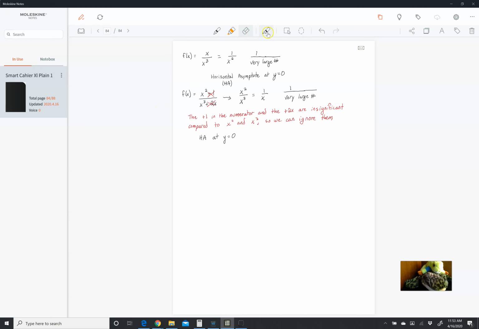Okay, so let's write that in as one of our big conclusions. I'm gonna put that in blue. If the degree of the denominator is greater than the degree of the numerator, then the denominator is growing faster than the numerator.